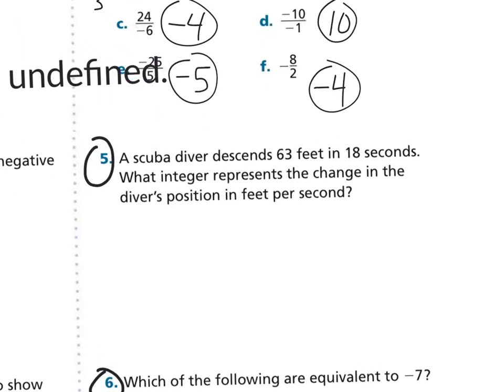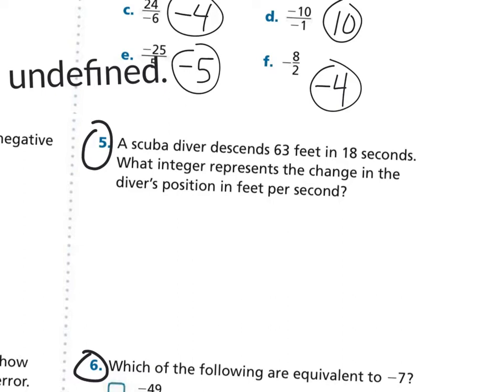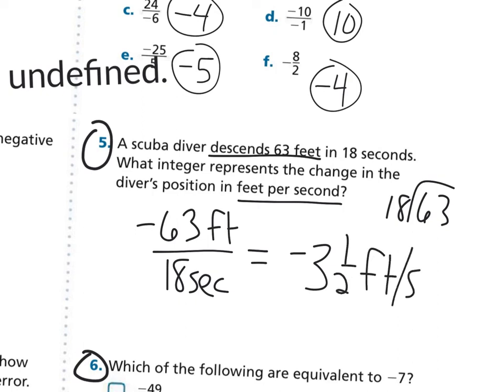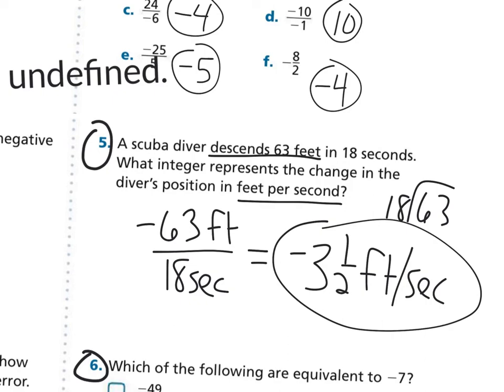If we look at number 5, scuba diver descends 63 feet in 18 seconds. What integer represents the change in diver's position in feet per second? Feet per second means we're going to take feet divided by seconds. Descend 63 feet means goes down, so that'd be like a -63 feet divided by 18 seconds. When you go to work that out, we know negative divided by positive is going to be a negative. And you guys could work that out. You'll end up getting -3.5. So -3.5 feet per second is the average change for the diver.